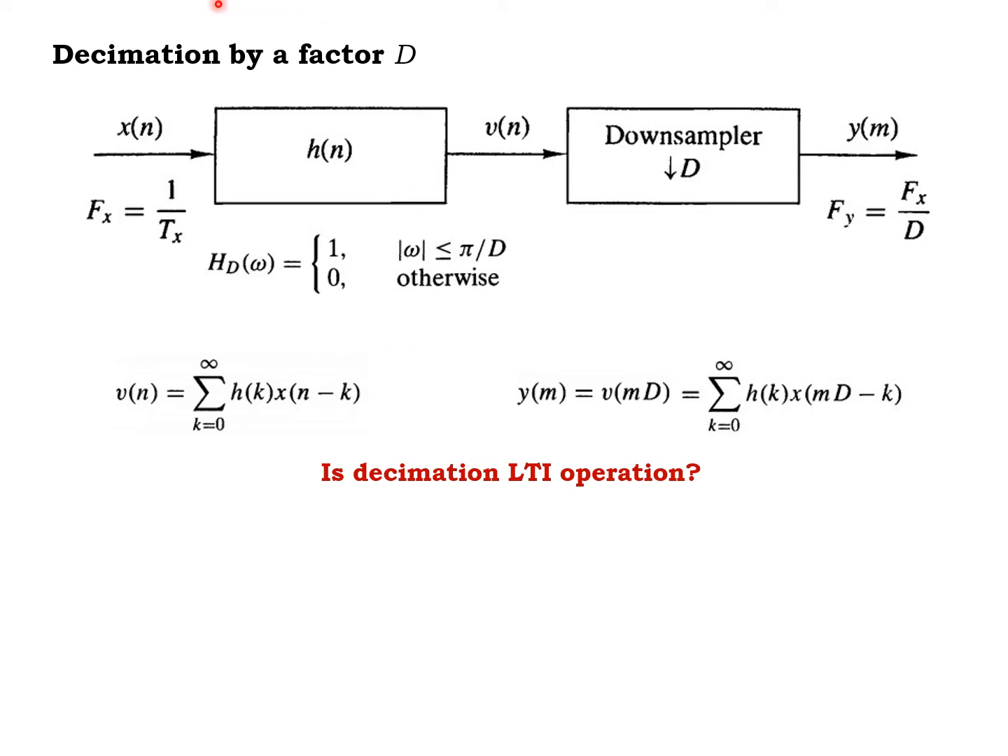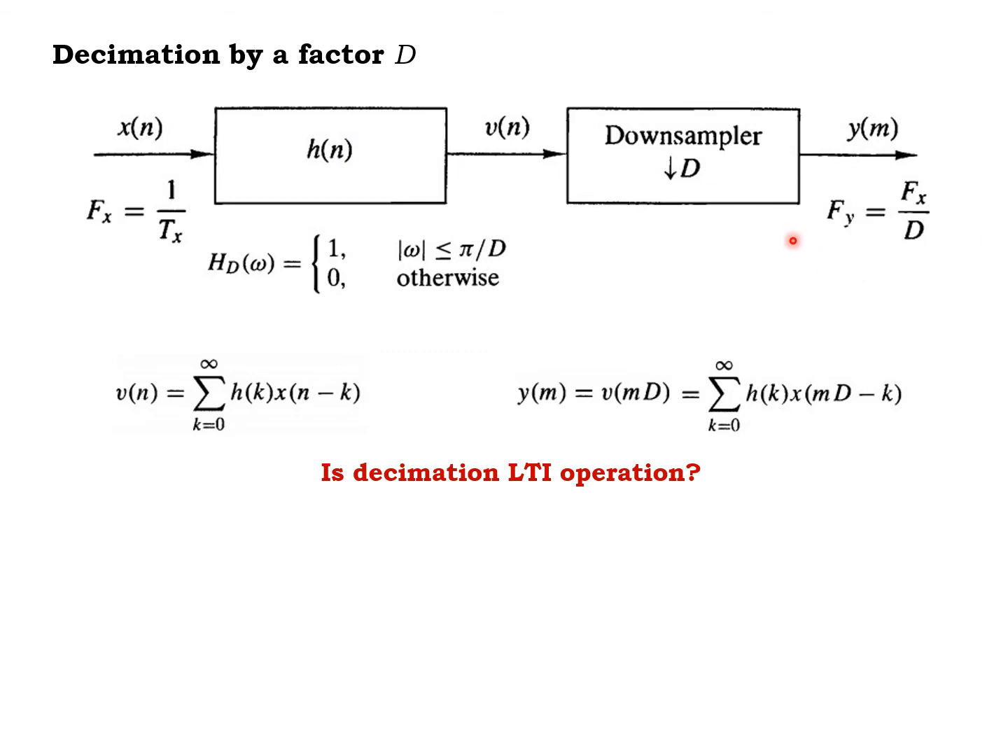What is this decimation by a factor D? As already told, the sampling rate of a discrete time signal x of n can be reduced by a factor D by taking every Dth value of the signal. This is the block diagram representation of the downsampler. This is the symbol for downsampling, which points downwards. The output signal y of m is a downsampled signal of the input signal x of n.